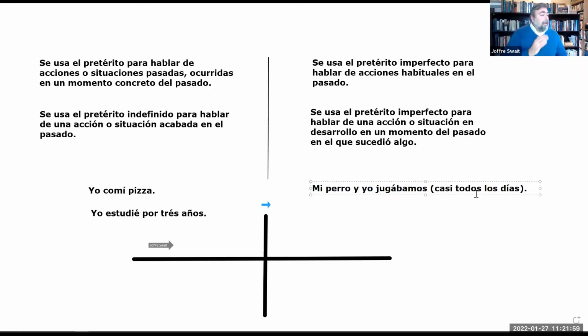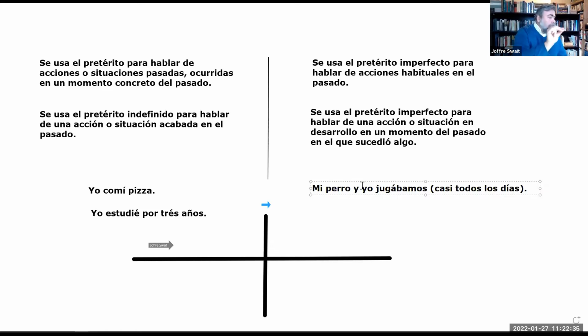Okay. Ahora, bueno, vamos a continuar. Eso es habitual. Okay. Lunes jugábamos. Martes jugábamos. Miércoles jugábamos. Jugábamos mucho, jugábamos siempre, pero en el pasado, ¿no? Hoy no jugamos más. Mi perro está muerto. ¿Ok? No jugamos más. Se acabó. Pero era habitual. No era un momento.